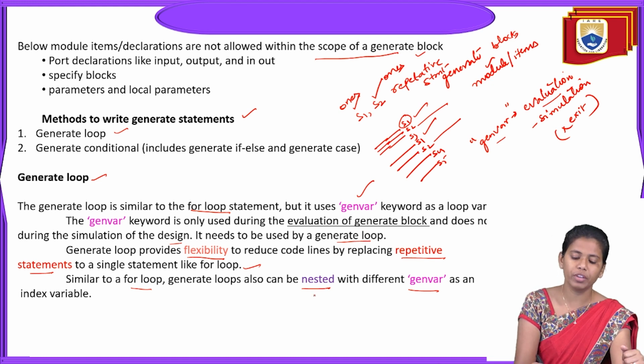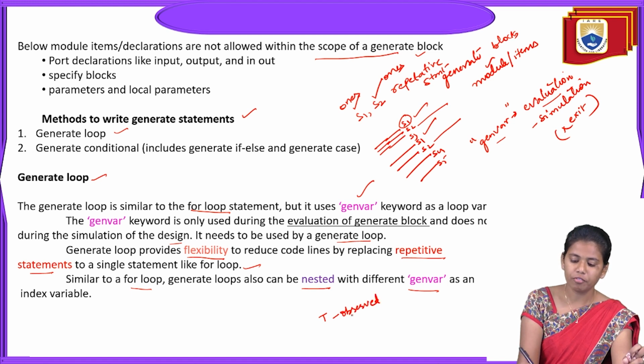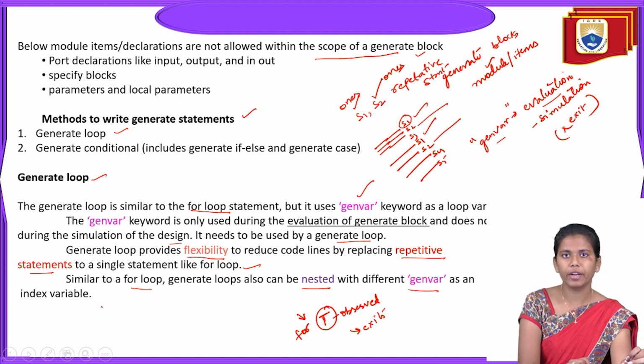In the for loop, the statement says that as long as your condition is true, the for loop will execute. To that extent the for loop executes, and after the condition is no longer true, the for loop exits. The same goes with the generate loop as well.